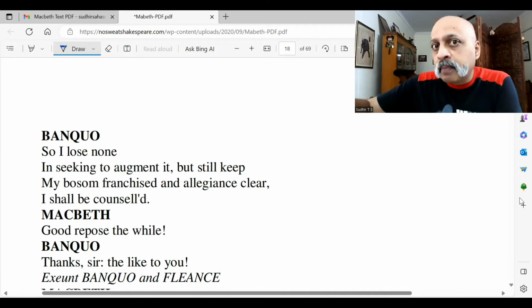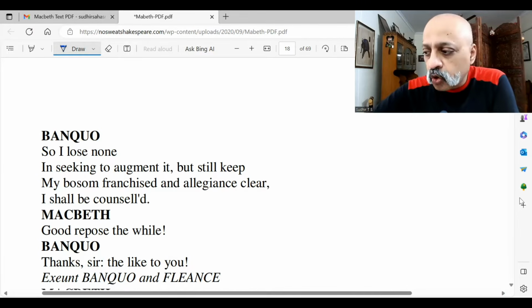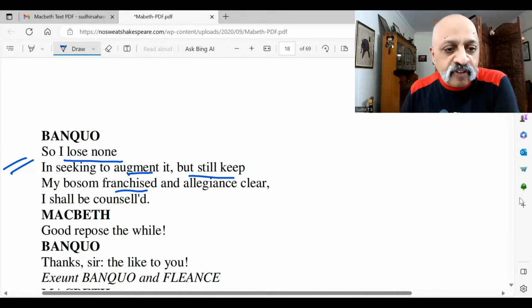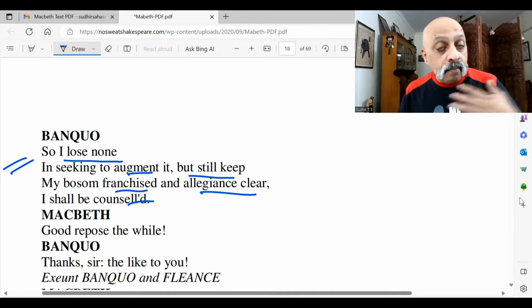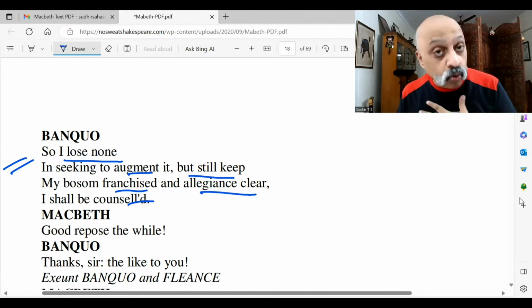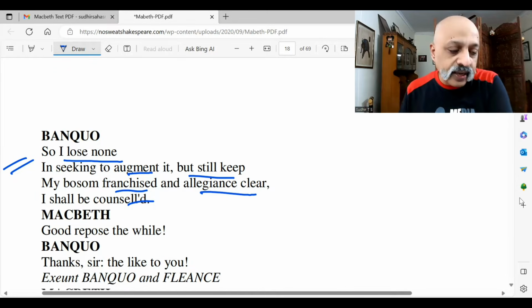तो Macbeth is now promising Banquo that I will give you more honors if you cleave in my honor, if you support me. So Banquo says, and this shows us about Banquo's character. So I lose none in seeking to augment it, but still keep my bosom franchised and allegiance clear, I shall be counseled. So he says that प्रोवाइडेड आई डू नॉट लूज एनी ऑनर, कि मैं कुछ ऐसा गलत काम ना करूं कि जिससे कि मेरा अच्छा नाम खराब हो, कि अगर वो नहीं होगा तब मैं किसी भी तरह के समर्थन के लिए तैयार हूं.